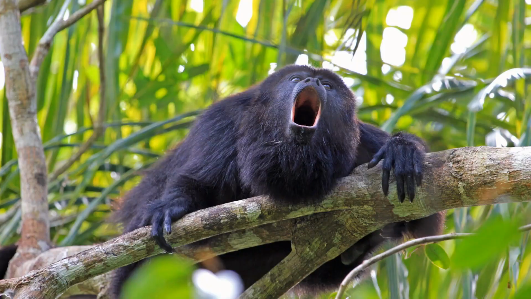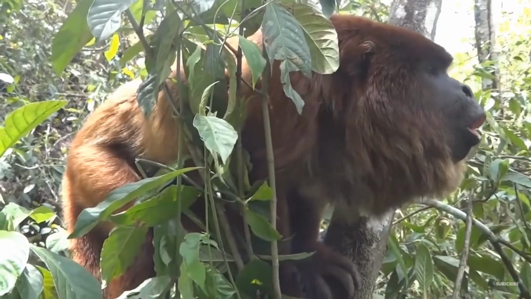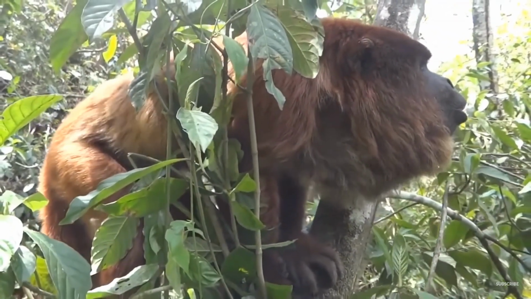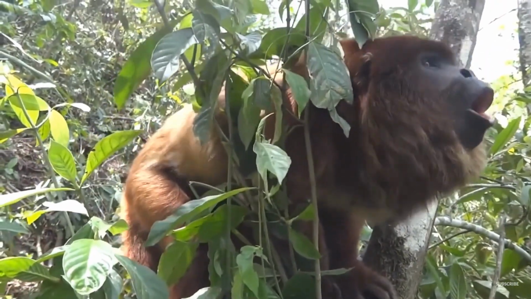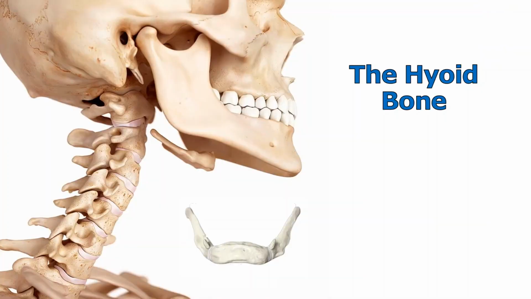Let's do it. This is a howler monkey, and he sounds like this. He's able to make that strange sound because he has a special bone in his throat called a hyoid bone. Now what you're looking at here is a human hyoid bone. Note its position right here.